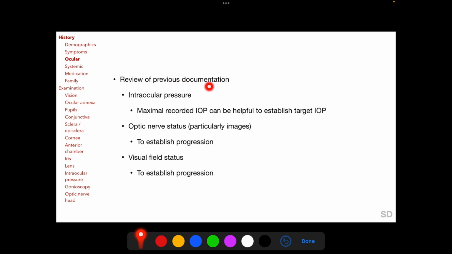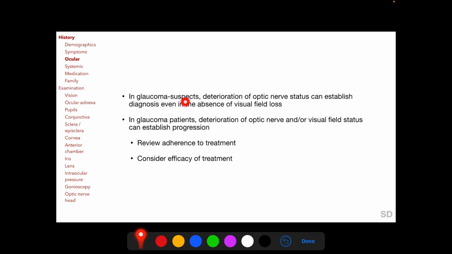While reviewing previous documentation, we should note the maximal recorded intraocular pressure, as that can be helpful to establish target intraocular pressure. Reviewing previous documentation of optic nerve status, particularly images and visual field status, is important to establish stability or deterioration of the disease process. In glaucoma suspects, deterioration of optic nerve status can establish diagnosis even in the absence of visual field loss. And in glaucoma patients, deterioration of optic nerve and or visual field status can establish deterioration of the disease process.